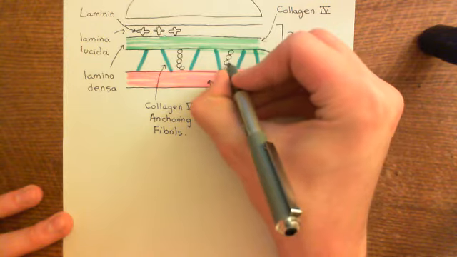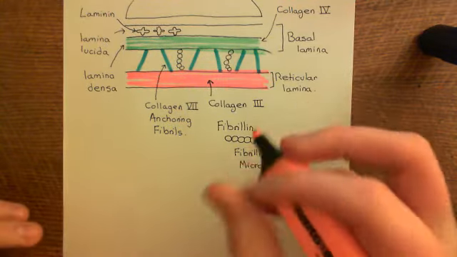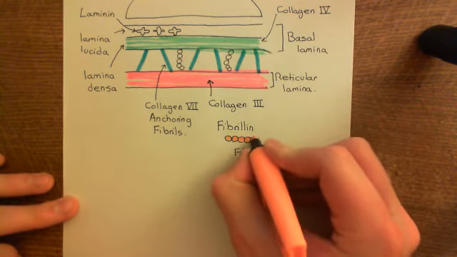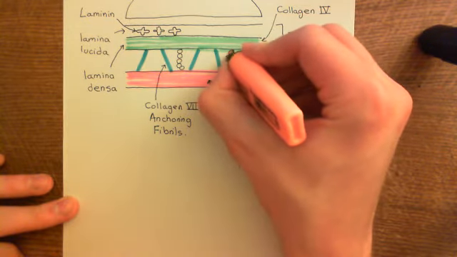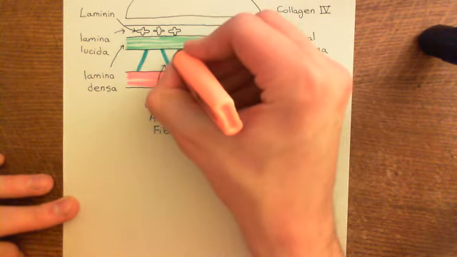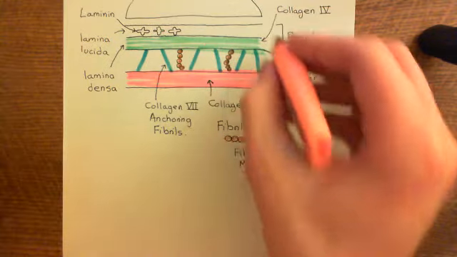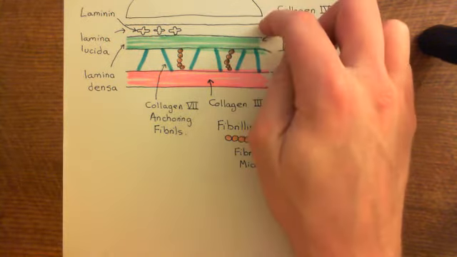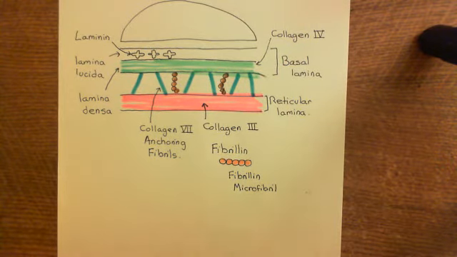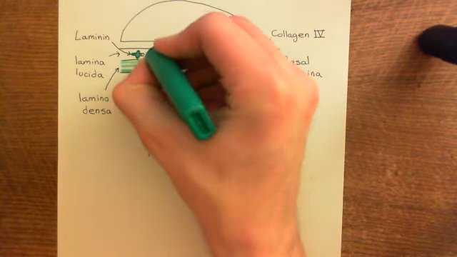Here is a fibrillin microfibril. Here is another fibrillin microfibril. What colour shall I colour them in? I think we'll colour in fibrillin in orange. That is now the complete structure of our basement membrane. The entire thing, from here to here, is the basement membrane. We also need to colour in our laminins, so let's colour in these crosses in turquoise.